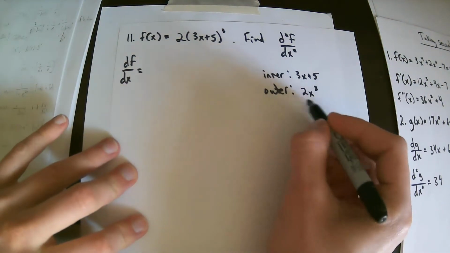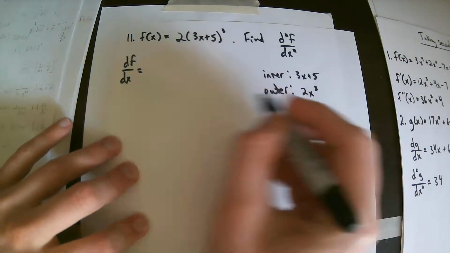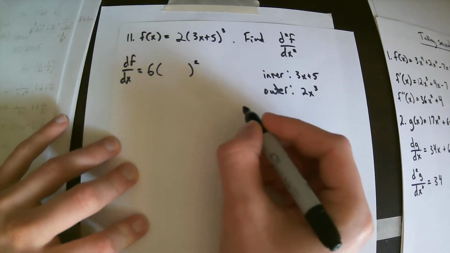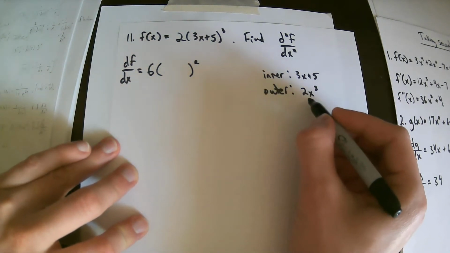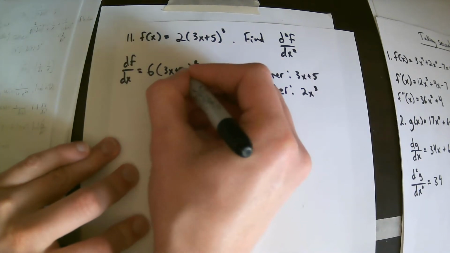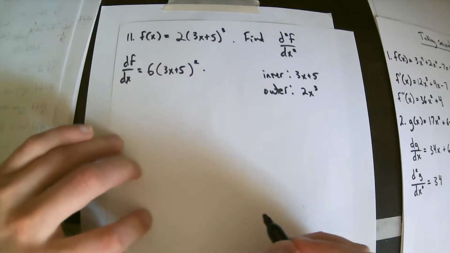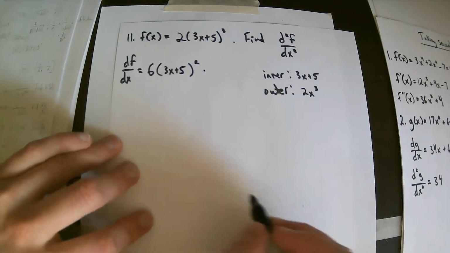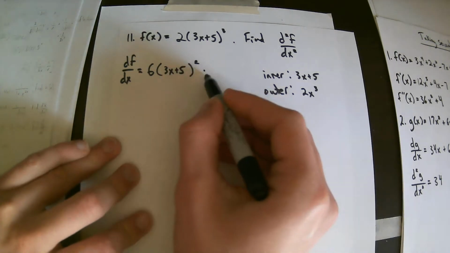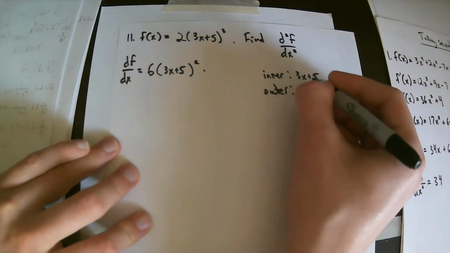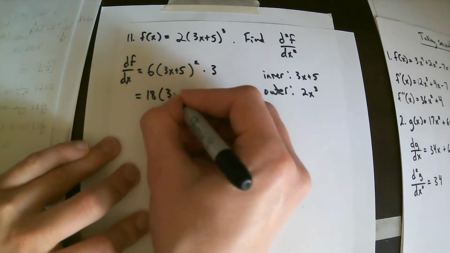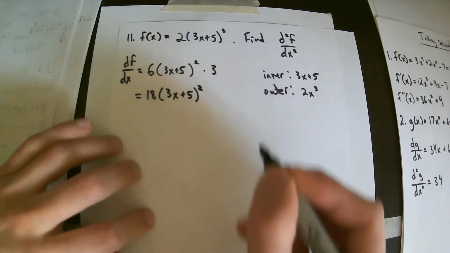So the derivative of this is going to be 6x squared, but we say with respect to the inner. So we don't just write 6x squared, we write 6 times this whole thing squared, and then times the derivative of the inner function. This is the derivative of the outer with respect to the inner, then times the derivative of the inner, which is just going to be 3. So we have 18 times. There we go.